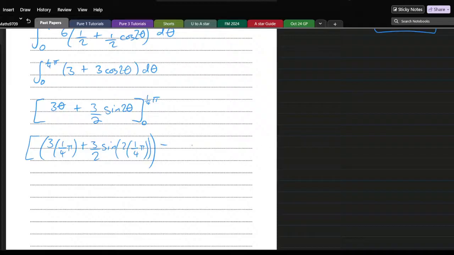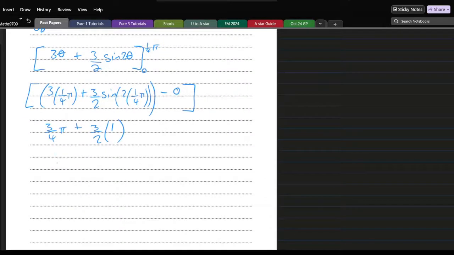Minus the lower limit. The lower limit will be 0 because 3 times 0 is 0, and then sine 0 is also 0. Okay. So what we end up with is 3 times 1/4 pi, which is 3/4 pi, plus 3 over 2 multiplied by sine of 1 over 2 pi, which gives us a 1. So that's multiplied by 1. So it means that our final answer here would be 3 over 2 plus 3 over 4 pi.